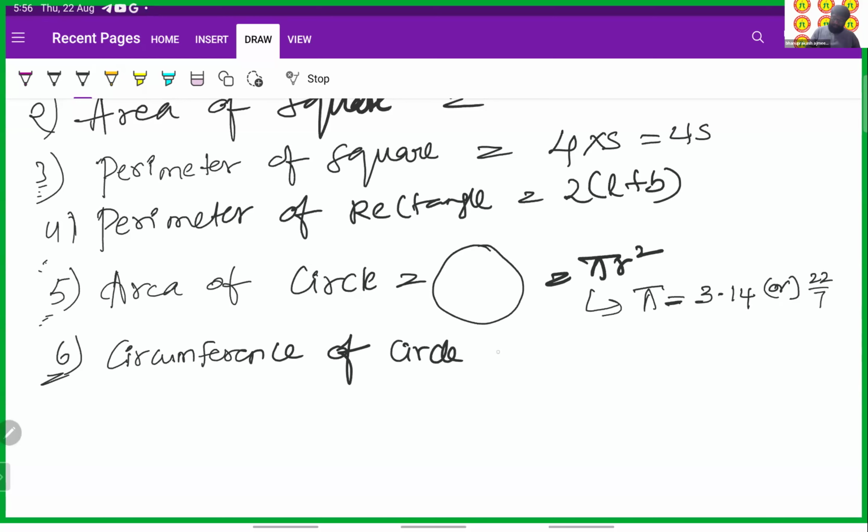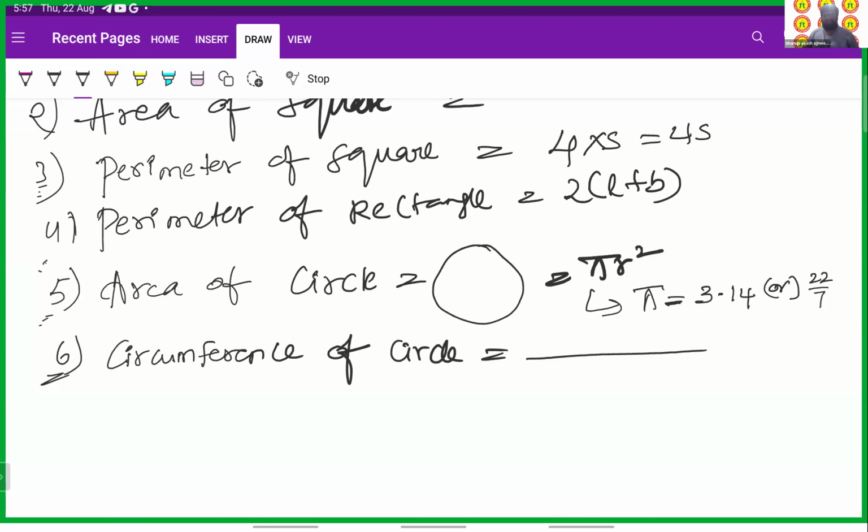What is the circumference of a circle? Circumference of a circle is 2 pi r, where r is the radius.